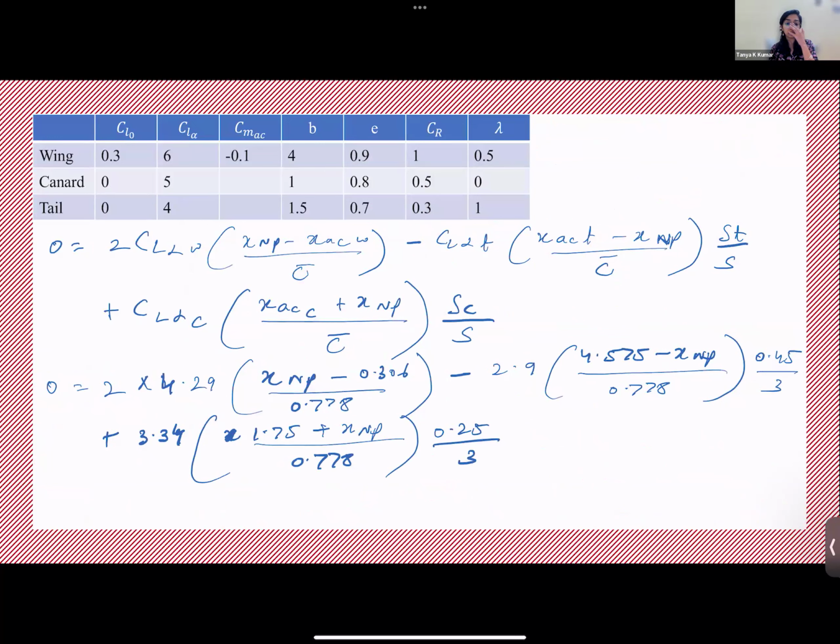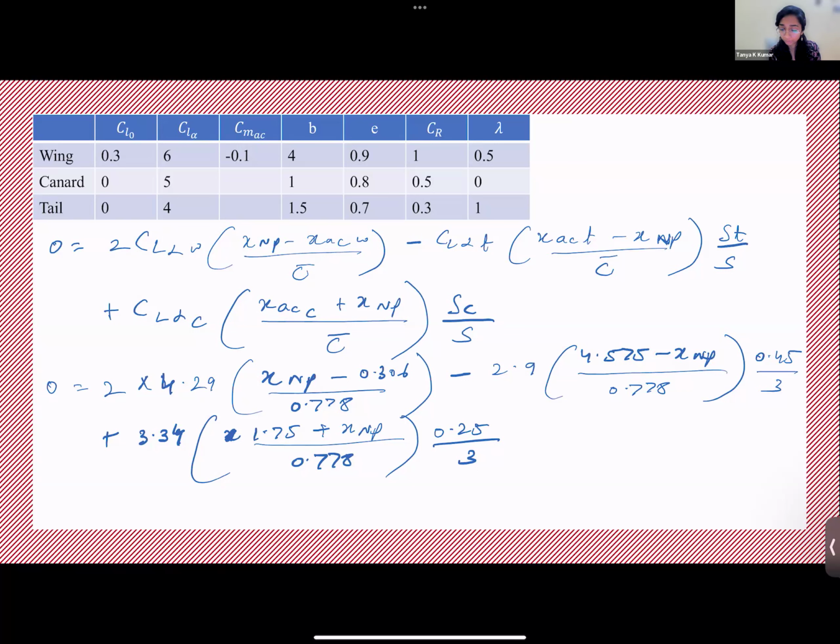Okay, so the only unknown in this is XNP. You should be able to find this out, right? It's fairly simple now. So you'll be able to solve this, and this is how the actual calculation is done. This will not come up for your exam, so please don't get worried about that. But this is just for you to get a feel of the numbers. You can see how much smaller the tail and the canard are compared to the wing. Area of the tail is 0.45 and area of the wing is 3. Similarly, for the canard, it's 0.25 and area of the wing is 3. See the ratios, how much bigger the wing is, right?